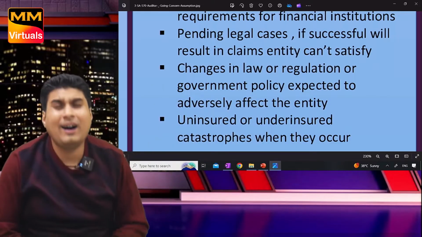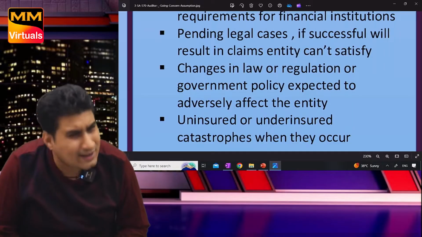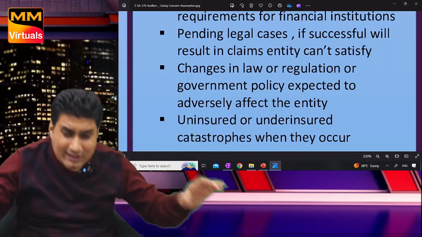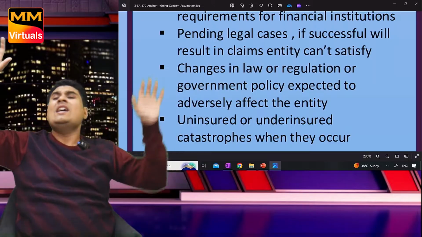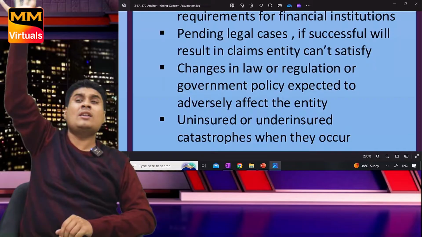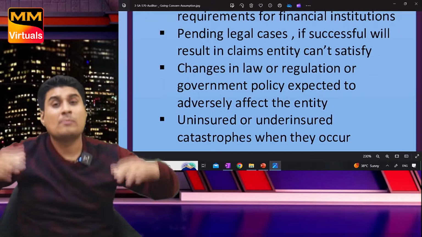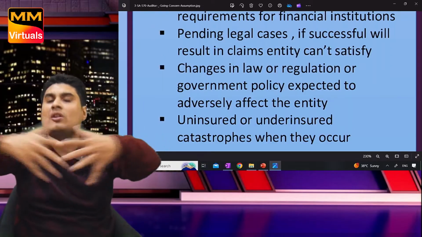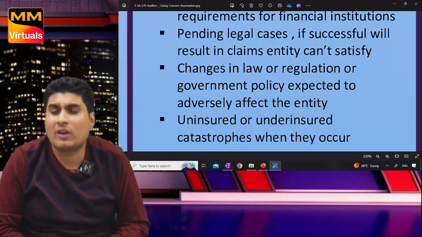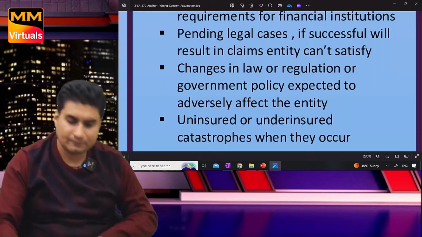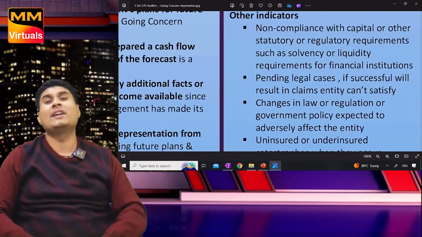Changes in law. Uninsured or underinsured catastrophe, if it occurs. What is catastrophe? Major disaster. Any disaster where we have not done insurance, or insurance is of 10 lakh but the building value is 2 crore. So if a catastrophe occurs, we will go. What is catastrophe? Major disaster. Simple.